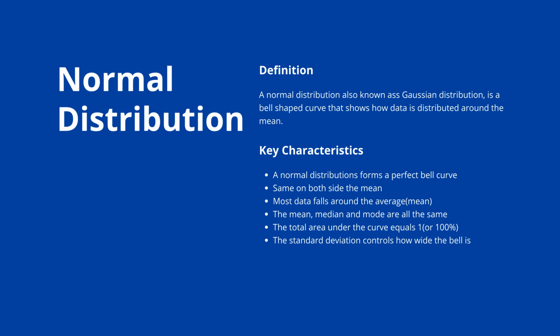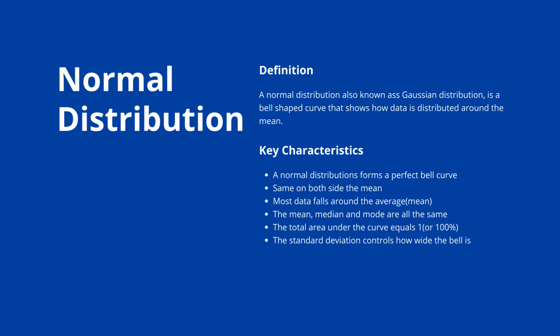The standard deviation determines the spread of data. A smaller standard deviation indicates data points are clustered close to the mean. The result is a narrow curve, while a larger standard deviation indicates a wider spread and a flattened curve. So these are a few characteristics of normal distribution.